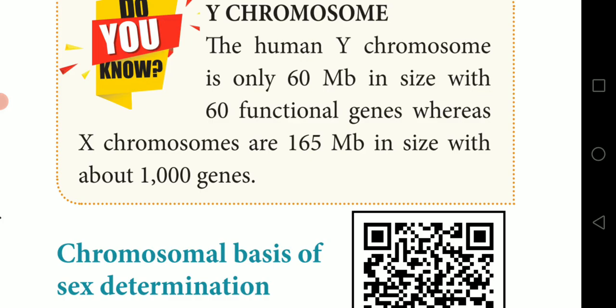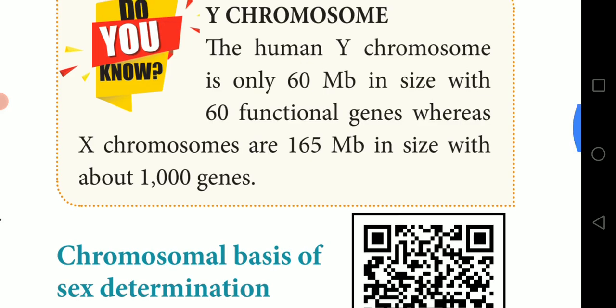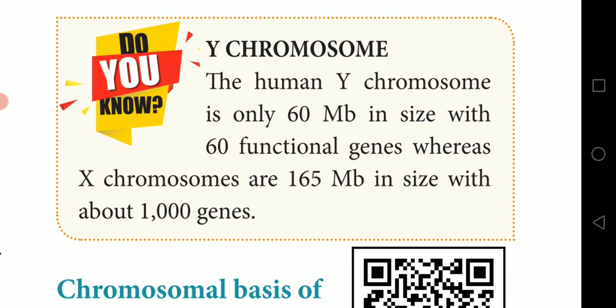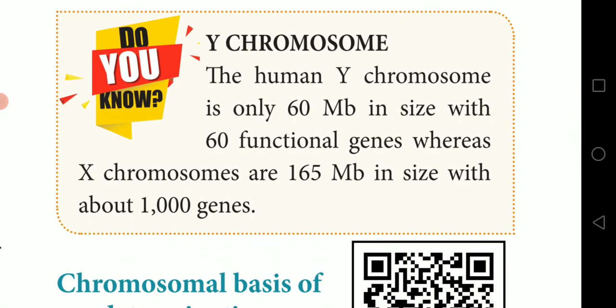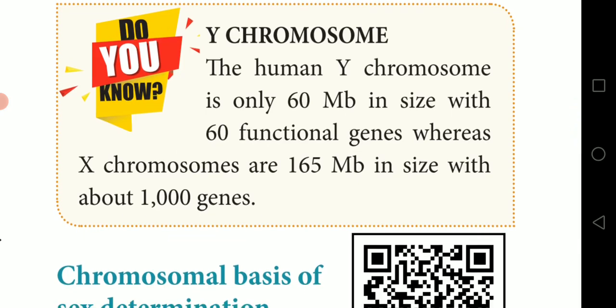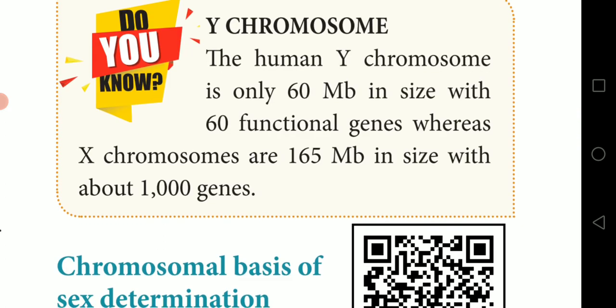Just calculate: if that organism has 2X, how much size will there be? 165 plus 165, and 1000 plus 1000, that is 2000 genes in the female. Whereas in the male, only 1X will be there, with 1000 functional genes and a size of 165. Whereas 1Y will be there. That Y size is 160 MB, and there are 160 functional genes. Just keep in mind. I will again go back to the topic.